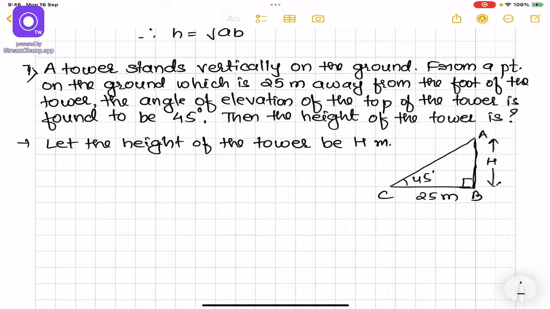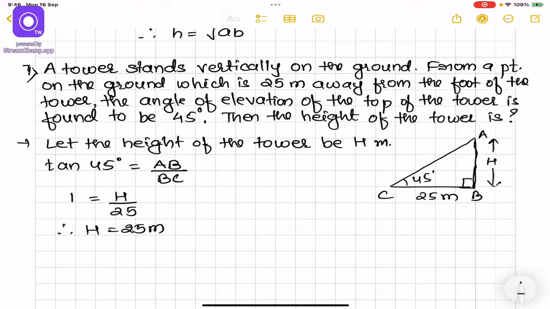Now here using tan 45, I can say tan 45 equal to AB upon BC. So tan 45 means 1 equal to h upon 25. So therefore h equal to 25 meter. This was an easy sum comparatively to the other sums.